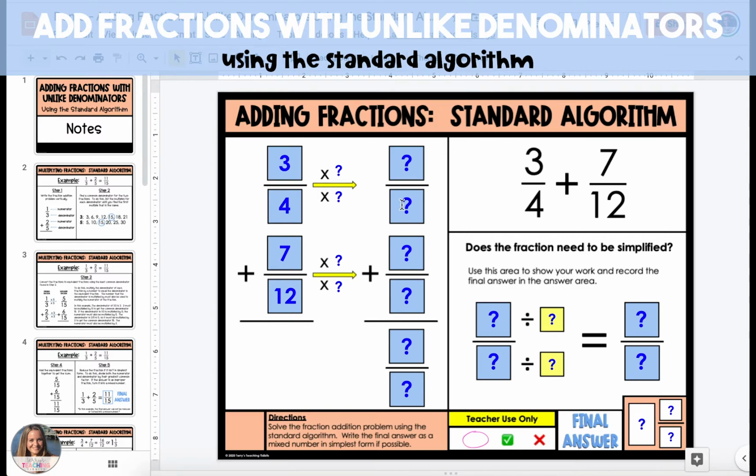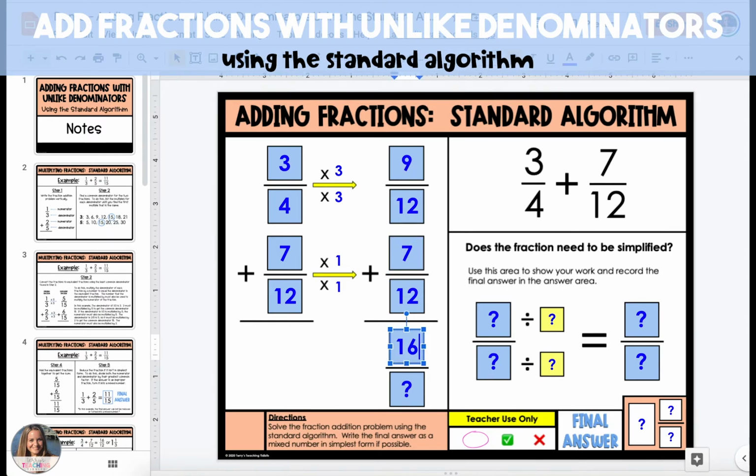Now we use the least common multiple to create equivalent fractions with a denominator of 12. The 4 in the denominator of 3/4 will be multiplied by 3 to get the denominator 12, which means that we also have to multiply the numerator 3 by 3. So 3/4 is equivalent to 9/12. In 7/12, the denominator 12 will be multiplied by 1, so the numerator 7 will also be multiplied by 1 to get an equivalent fraction of 7/12.